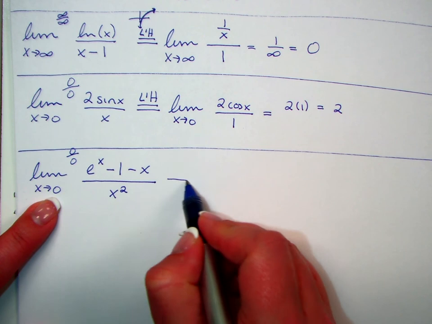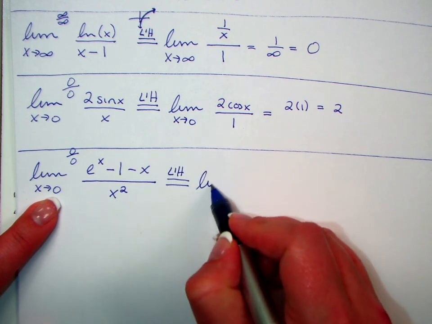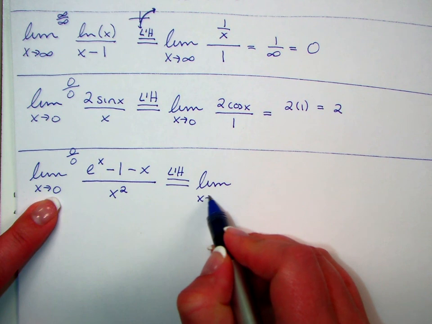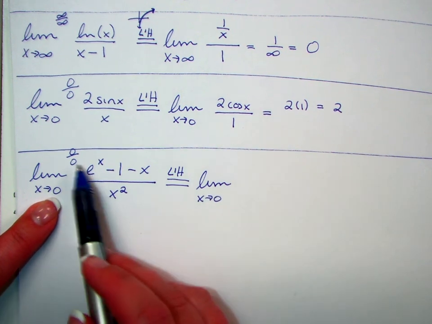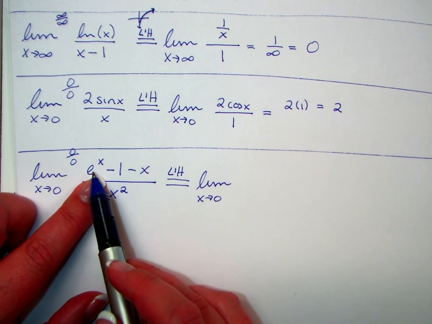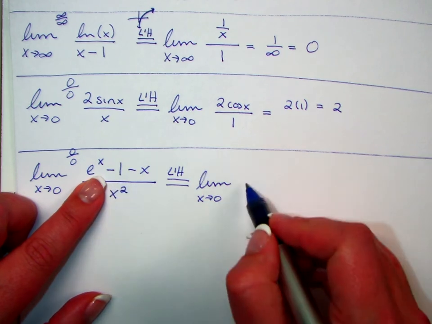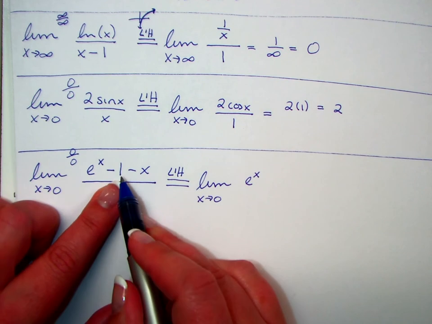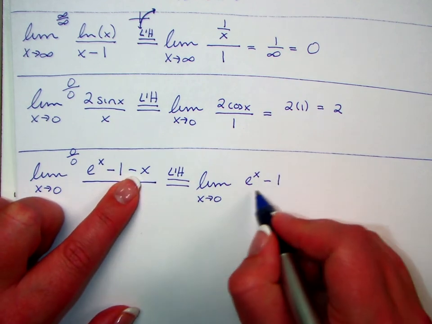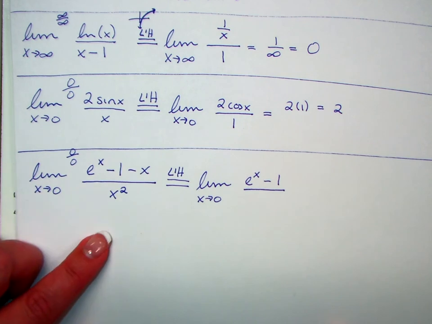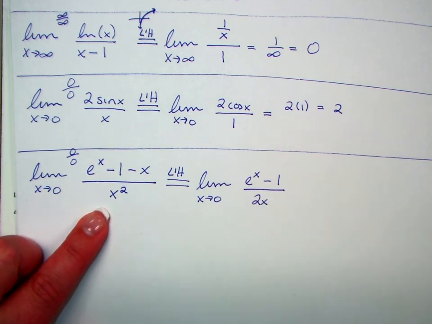So we're going to apply L'Hopital's rule and use the same limit. We're going to take the derivative of the top, the derivative of e to the x minus 1 minus x. The derivative of e to the x is e to the x. The derivative of minus 1 is 0, and the derivative of minus x is minus 1. The derivative of the bottom, the derivative of x squared, is 2x.